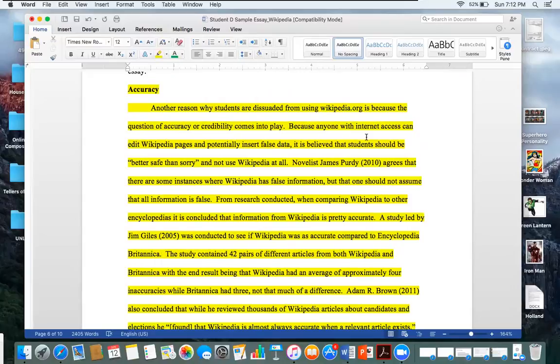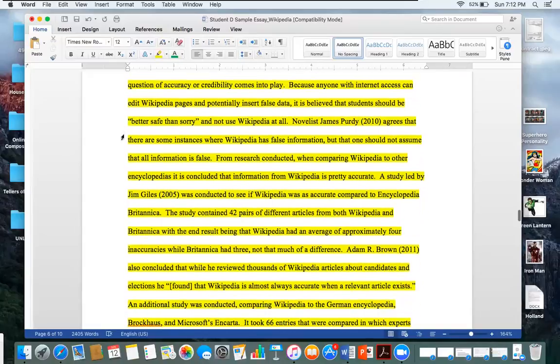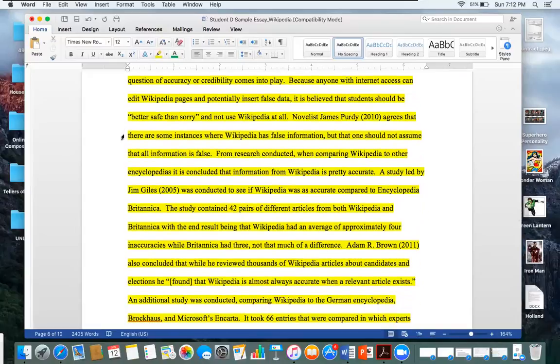So this student is arguing that one of the benefits of Wikipedia is actually that it is accurate, which is often not what we're told. Another reason why students are dissuaded from using wikipedia.org is because the question of accuracy or credibility comes into play. Because anyone with internet access can edit Wikipedia pages and potentially insert false data, it is believed that students should be better safe than sorry and not use Wikipedia at all.